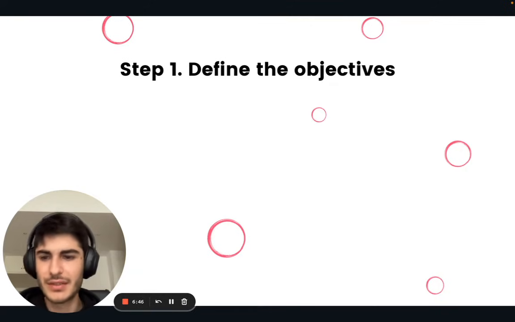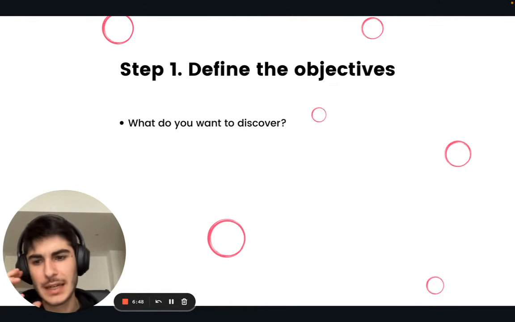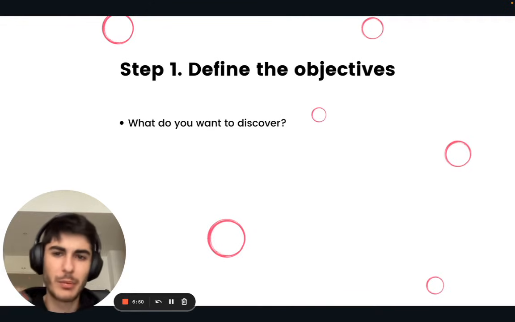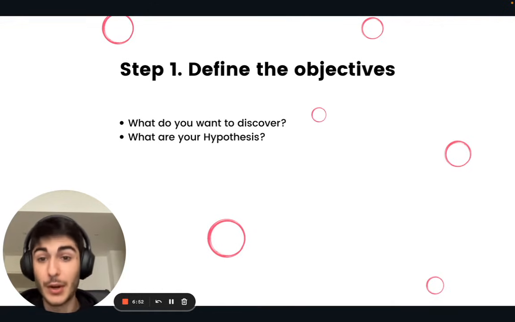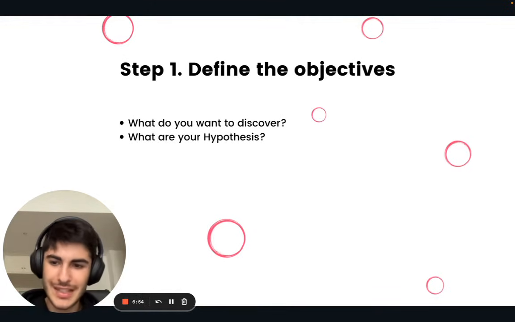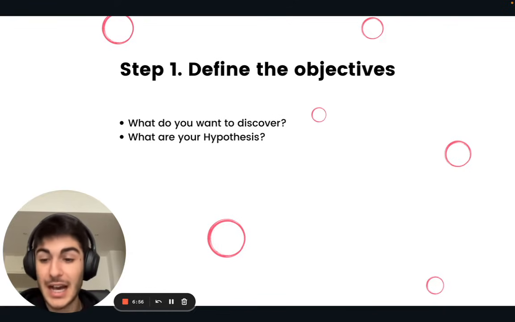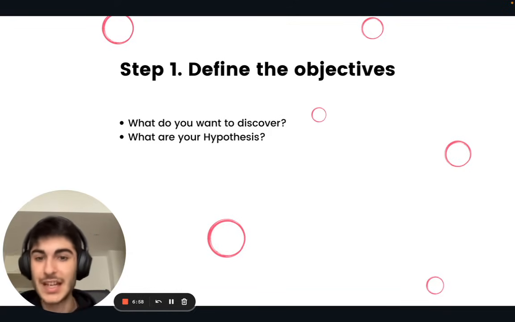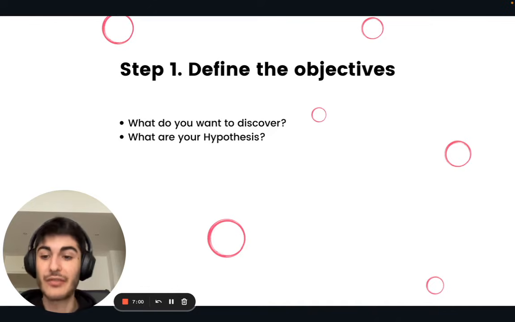So step one is define objectives. Basically, we define what our partner wants to discover, and also what their hypotheses are that we need to test and validate. Our job specifically is based on how well we can demonstrate if their hypothesis was right or was wrong.